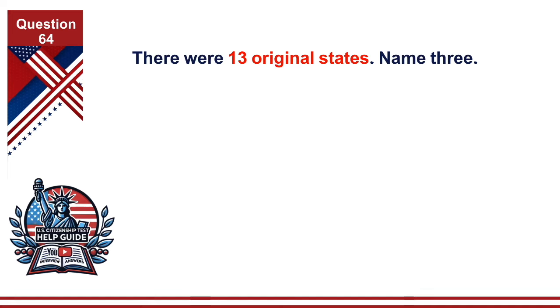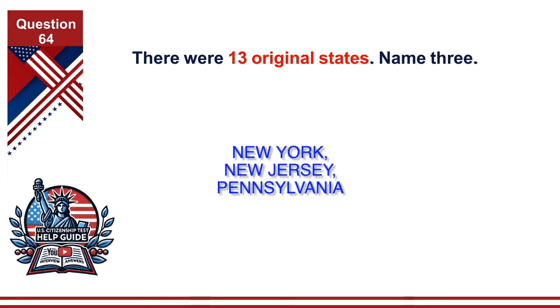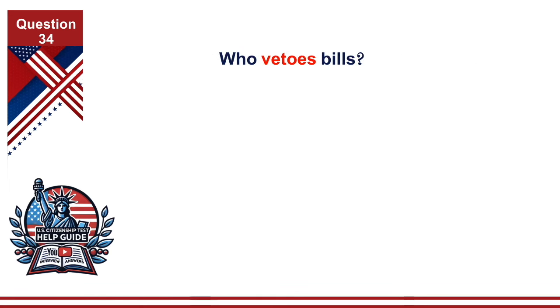There were 13 original states. Name 3. New York, New Jersey, and Pennsylvania. Who vetoes bills? The President.